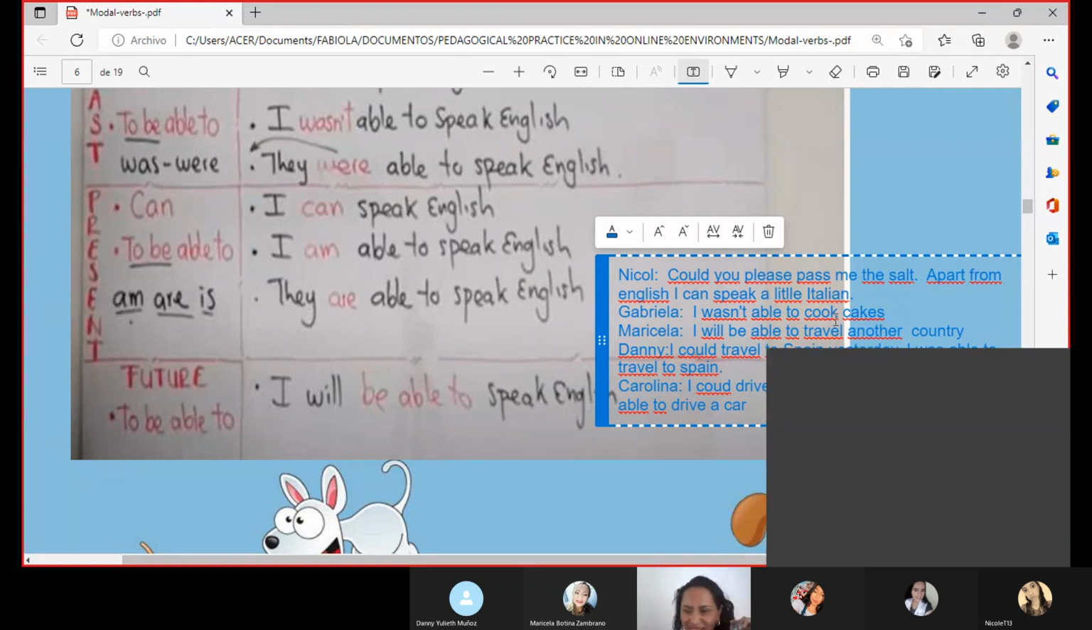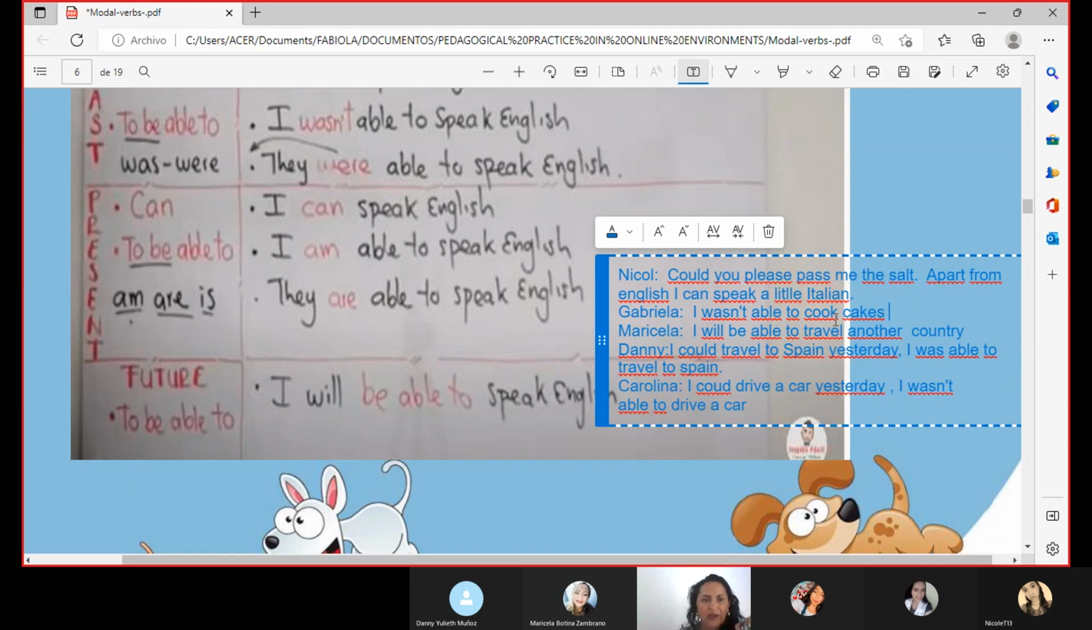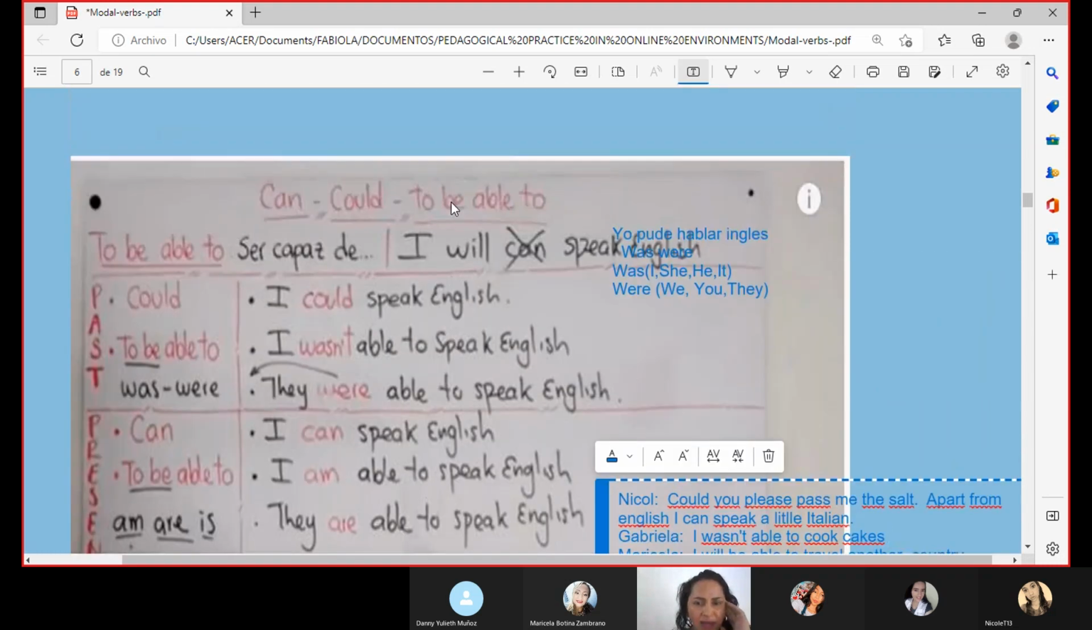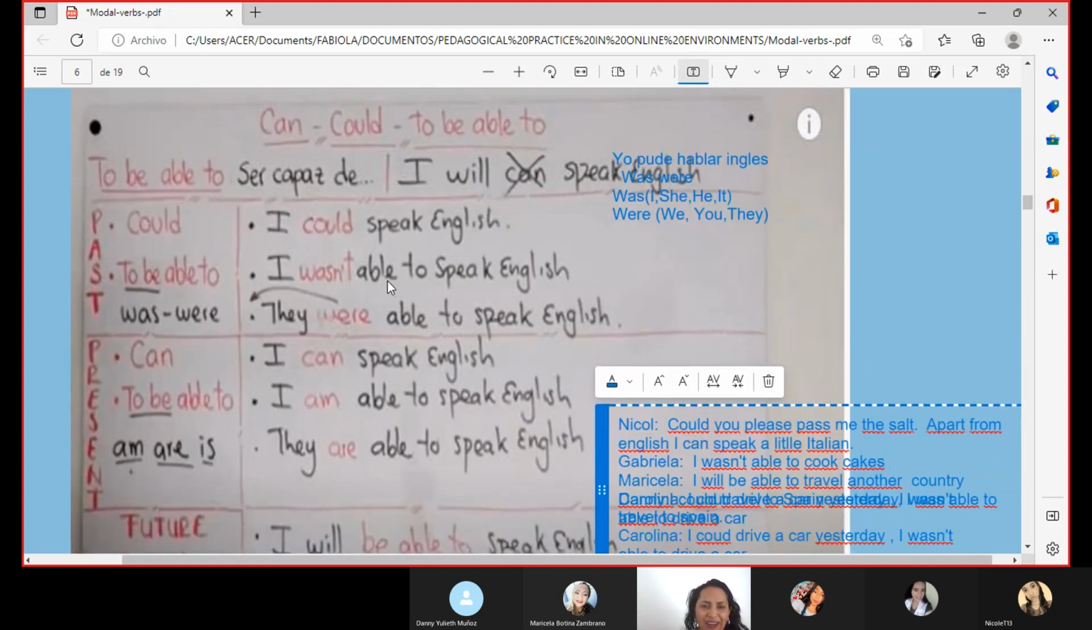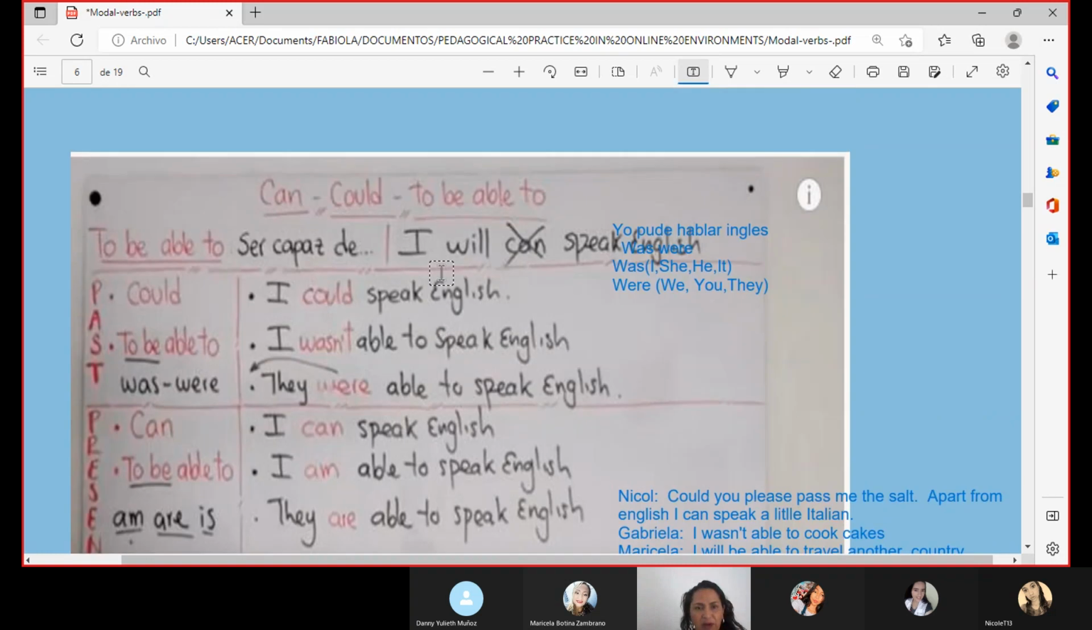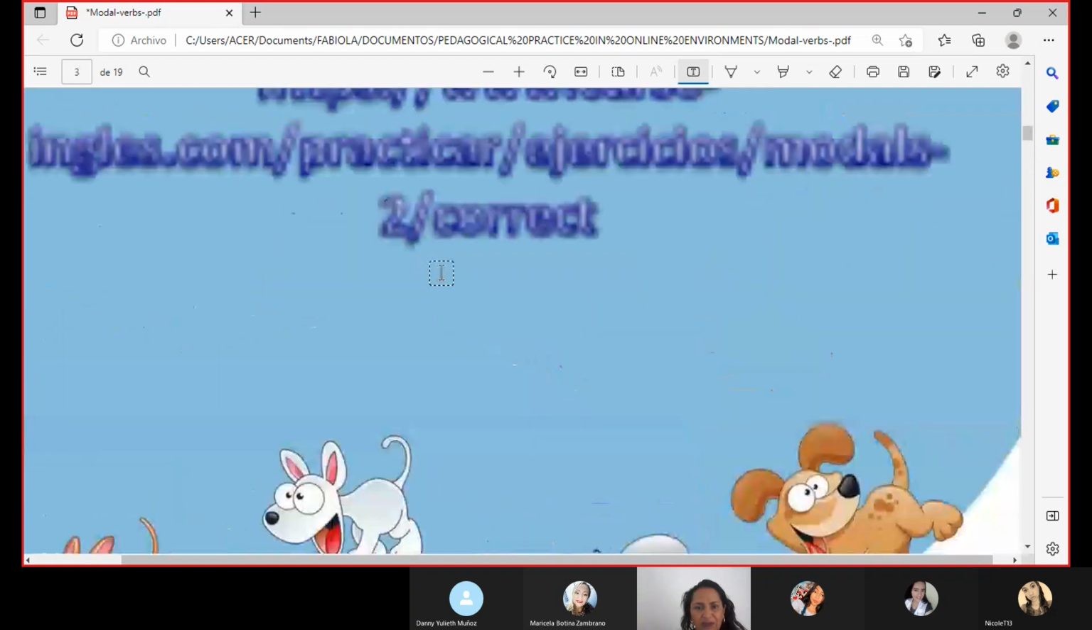I will be able to ride a car. Yes. I will be able to ride a car. Yes, that is the idea with this exercise. And don't forget, if you need to talk about the future with the modal verbs can, the future is be able to, okay? Yo seré capaz.